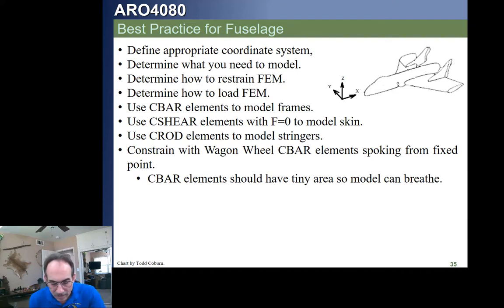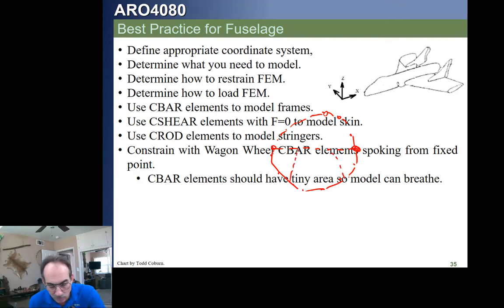We would start by making a single frame, and we would first call out all the grid points going around. We'd call out a grid point at every stringer location. Then we would make C-bar elements between those stringers. We would make sure that one of those occurs right at the top of the floor. Then we would put a floor in by using a number of C-bars, and if we have a strut, we would use a C-bar to model that.